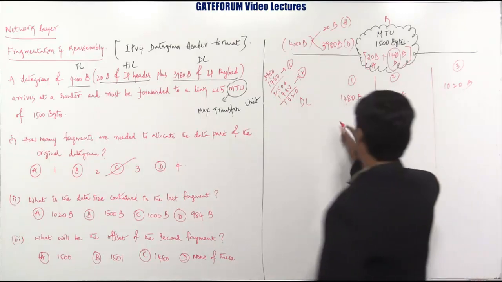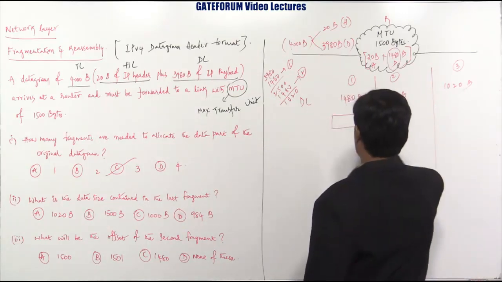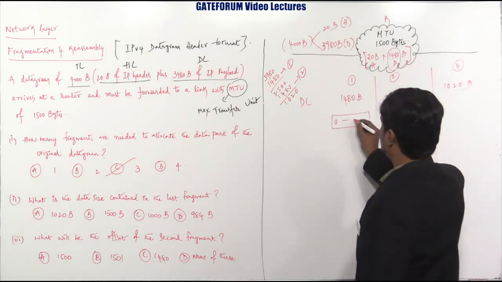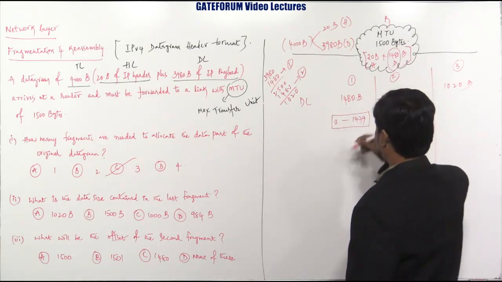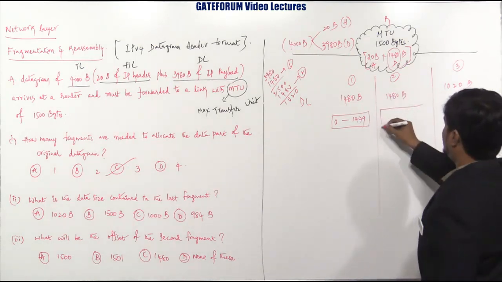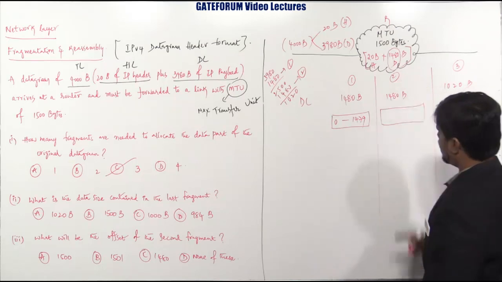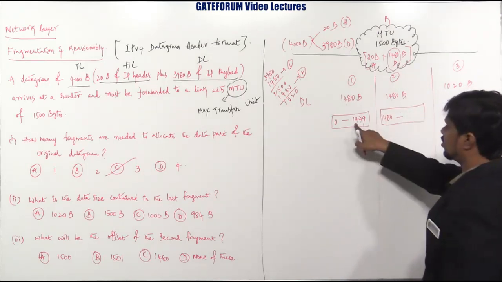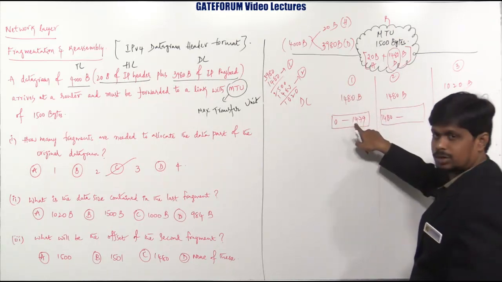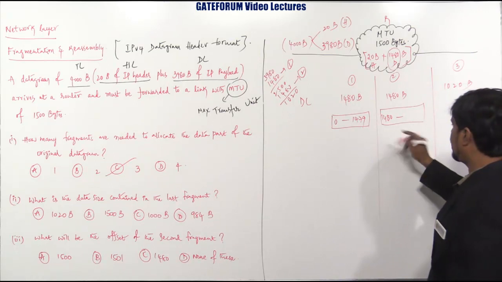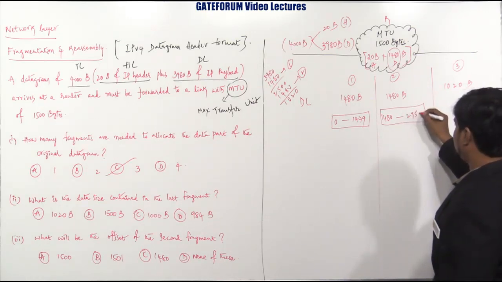This is the first fragment, so the first byte of the first fragment is 0, and the last byte of the first fragment is 1479. And this is the second fragment. As part of the second fragment, the first byte is 1480, because the first fragment ended with 1479, so the second fragment starts with 1480 and ends with 2959.